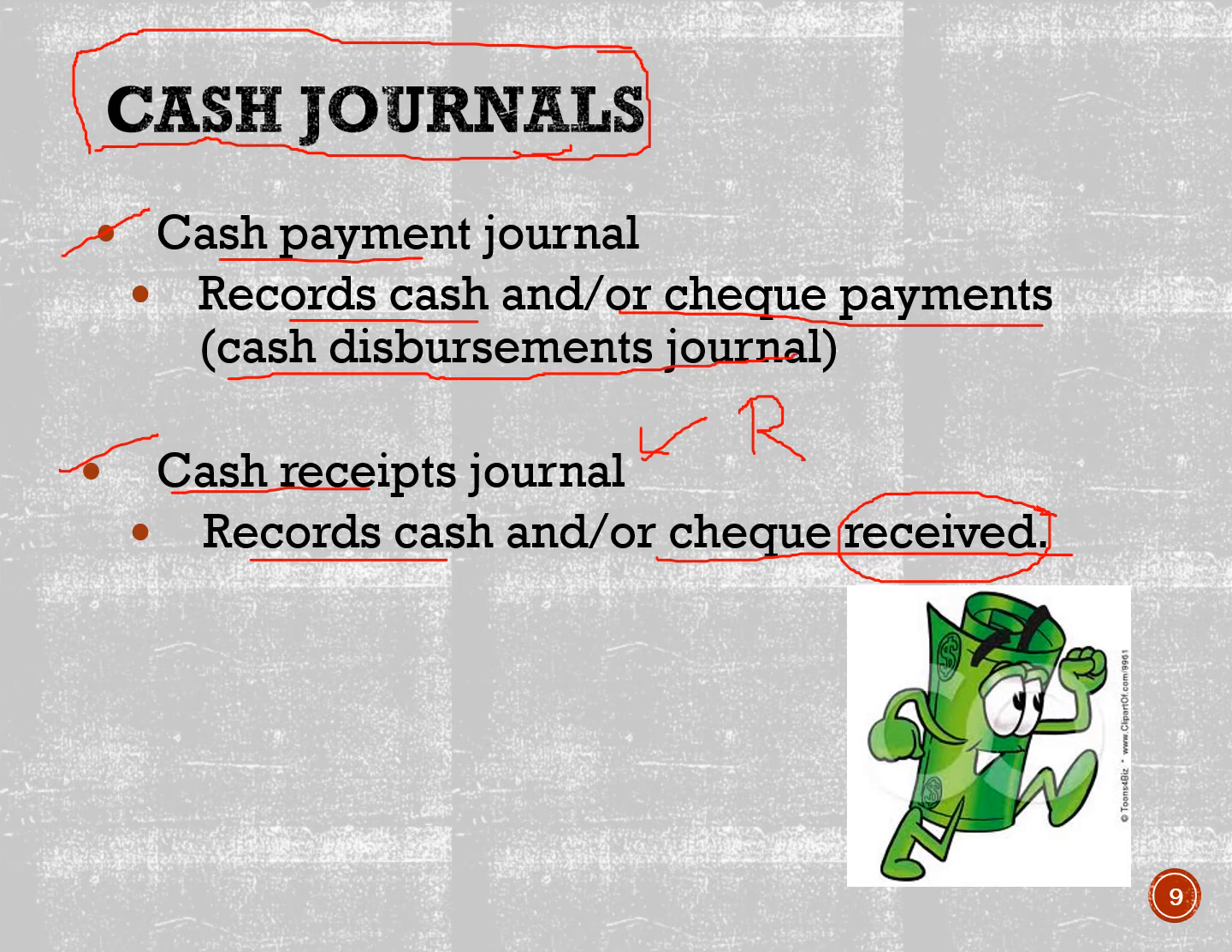Cash disbursement ni maksud dia expenditure kita lah, cash yang dikeluarkan. So itu kita akan record as cash payment journal. Dia sama je, payment dengan disbursement maksud dia yang sama. Expenses, payment, apa-apa ya, cash atau check yang kita kena bayar, kita akan record dia dalam cash payment journal.